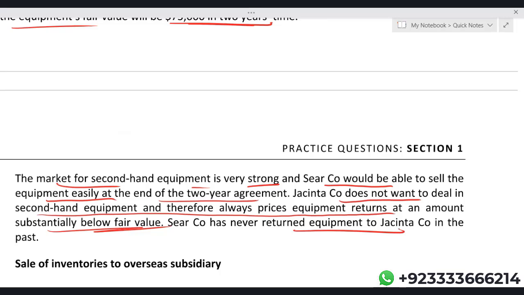Now listen carefully. Logically, it is quite clear from the scenario. Share Company is not going to return this asset to Jacinta. The second-hand market value of the asset is quite established, and it is quite obvious the market value is far higher than the 20,000. So simply Share Company is not going to return that asset to Jacinta. So the revenue should be recognized at 5 lakh. It should not be recognized at 480.